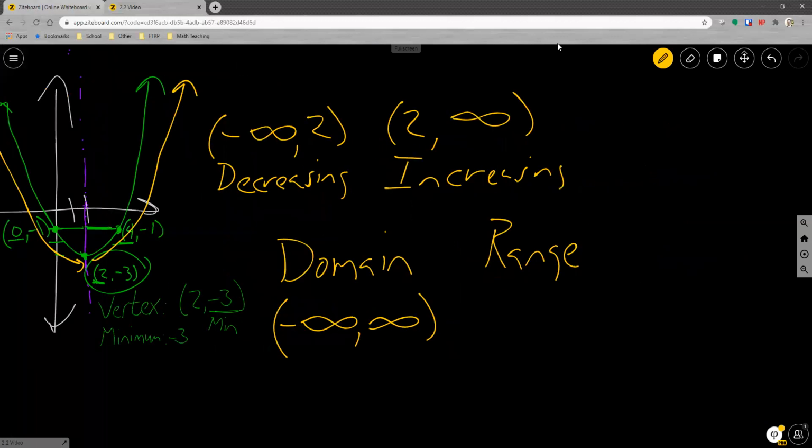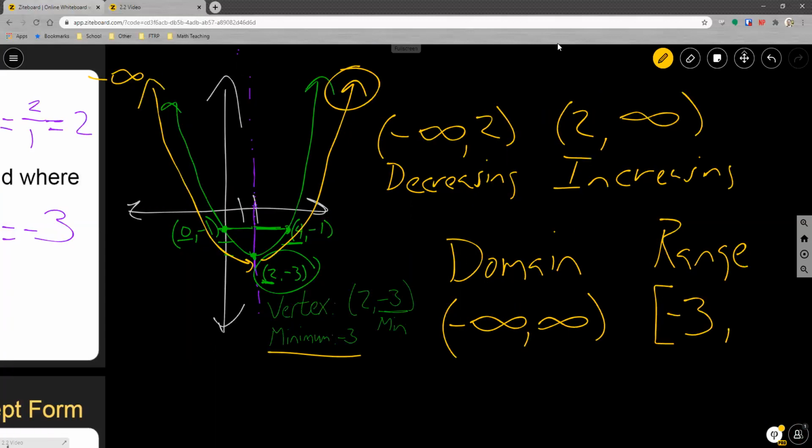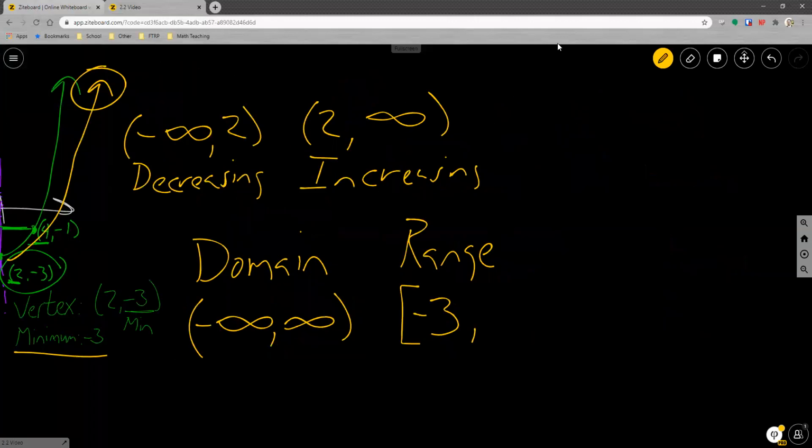My range, on the other hand, these are the y values. I do have a lowest value. I have a minimum at negative 3. So the lowest value I have is negative 3, but then as I increase upwards, this graph goes on forever in an upward direction on both sides. So while there is a lowest value of negative 3, there actually is no maximum value. So my domain goes from negative infinity to positive infinity. My range goes from negative 3 to infinity.